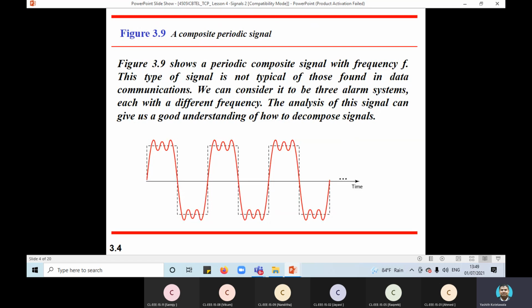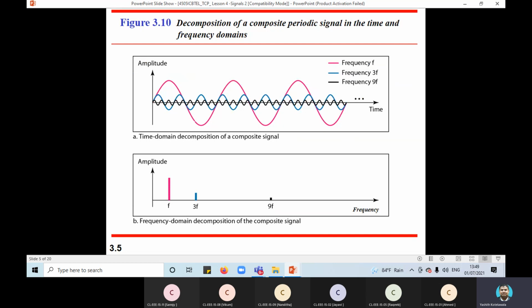So if you decompose this red color signal, these are the components you get, right? Here you can see that we have three frequencies. If you can see the mouse pointer going all around, we have three frequencies: f, 3f and 9f. Here we have the great amplitude low frequency wave, represented by pink color. Frequency is f.